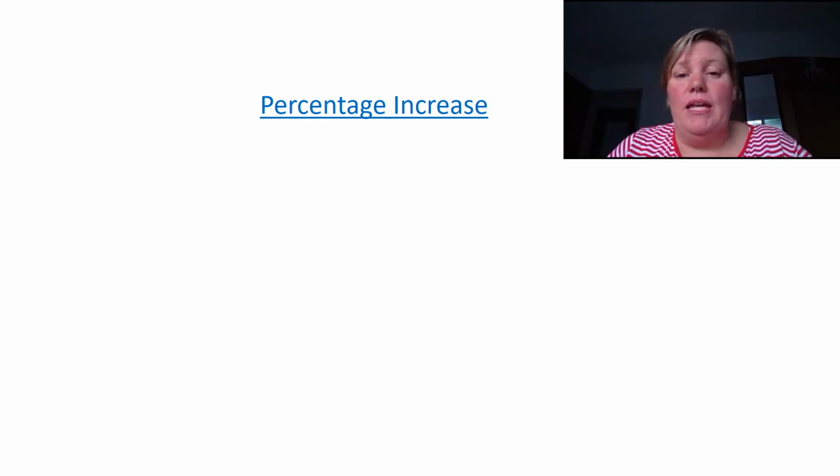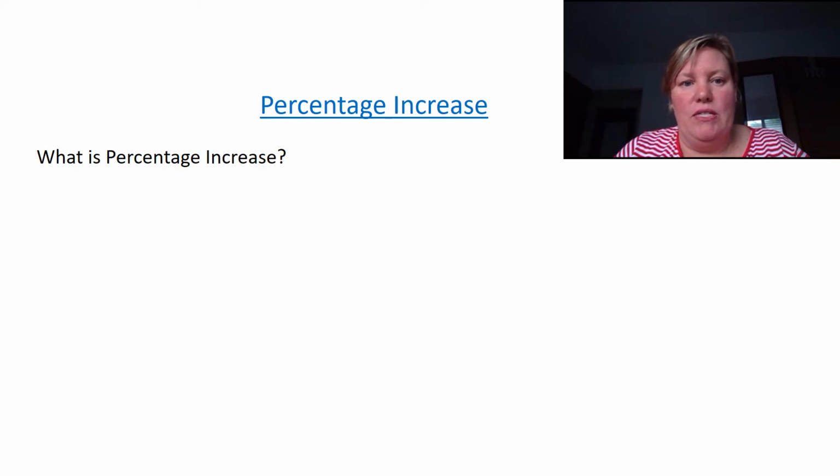So the first skill, we're going to have a look at percentage increase. Remember that the last slide will be a pause at the end of it because I'll put summary notes for you to put in your notes book. So percentage increase and decrease.